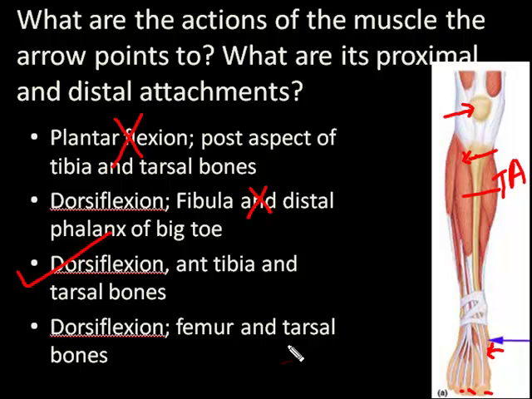Let's look at the last choice, which says dorsiflexion, and then it says femur and tarsal bones. You can see from this that this muscle obviously is not arising from the femur. The femur is way up over here. This muscle is arising from this part, so it's arising from the tibia. So therefore, this also would not be an obvious choice, and hence the previous one is the correct answer to this question.